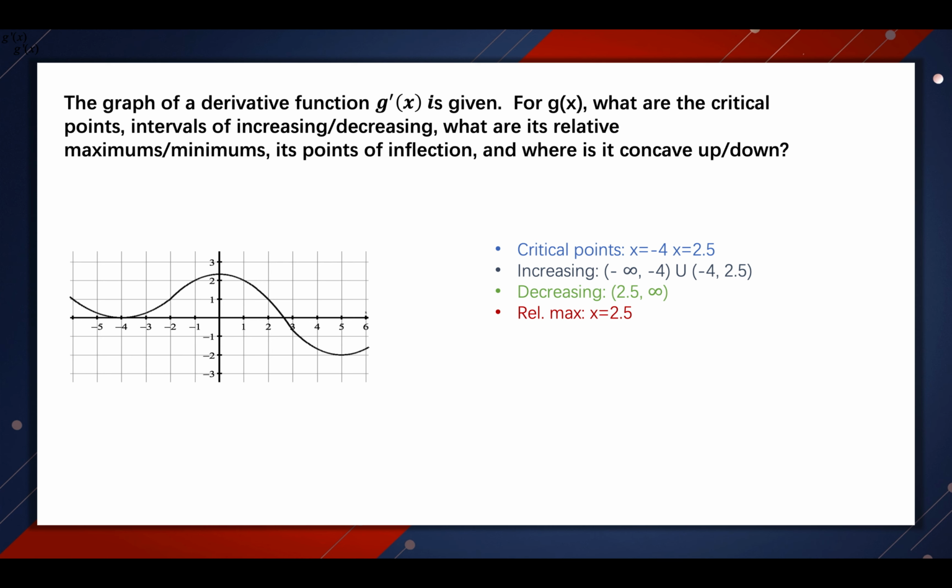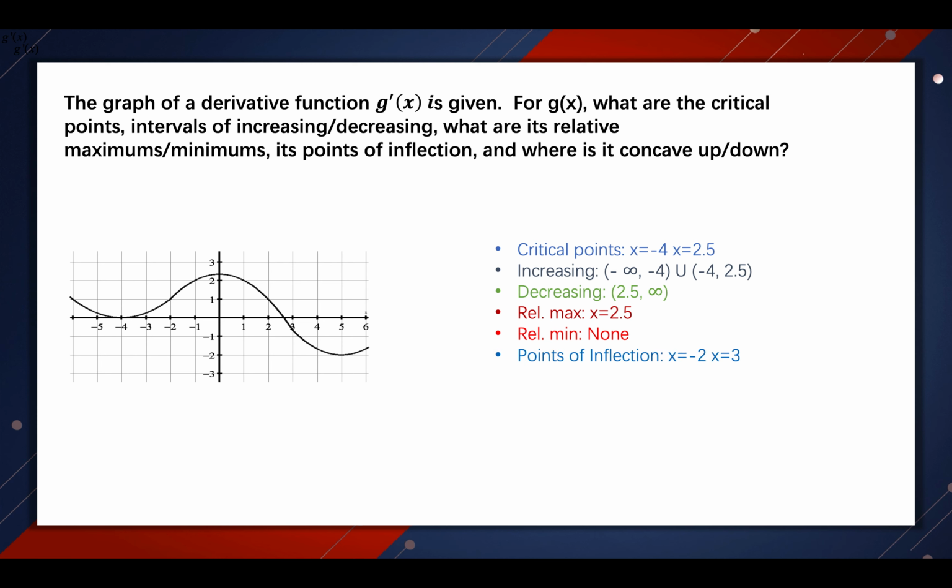In this graph, the relative maximum is when x equals 2.5, because the maximum point is when the gradient changes from positive to negative. And in this graph, the curve crosses the x-axis when x equals 2.5 and the gradient changes from positive to negative. And similarly, we can find the minimum point, which is none.